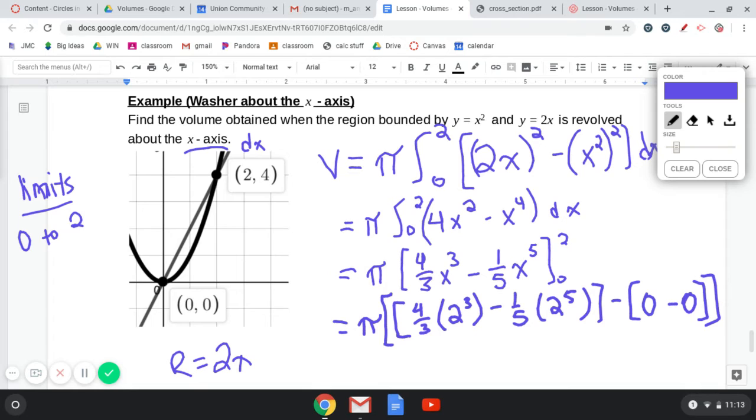Alrighty. And then if you simplify this, you end up with pi times 64/15. If you have any questions at all about simplifying this, just shoot me an email, okay? But that will be the volume of this region when you rotate it around the x-axis. It will be pi times 64/15 cubic units.